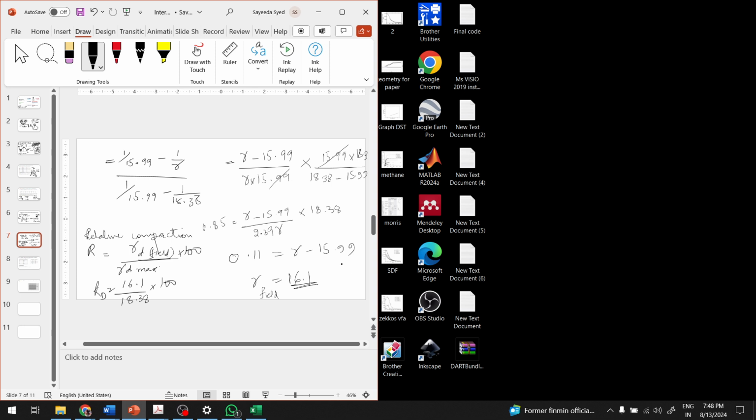The relative compaction will be 87.6%. Means that it is 87.6% of the maximum density it can achieve. In totality, it is only 86, 87% of the maximum density it can achieve.